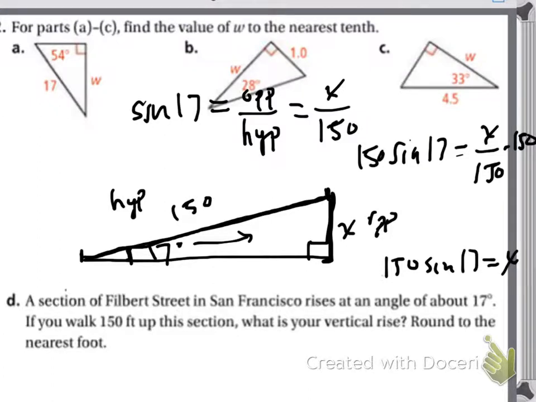So in your calculator, 150, hit the sine key of 17, and that's going to give me an x approximately being, rounded to the nearest foot, 44 feet. Alright, so right here you rise vertically 44 feet. So that's the answer to D.